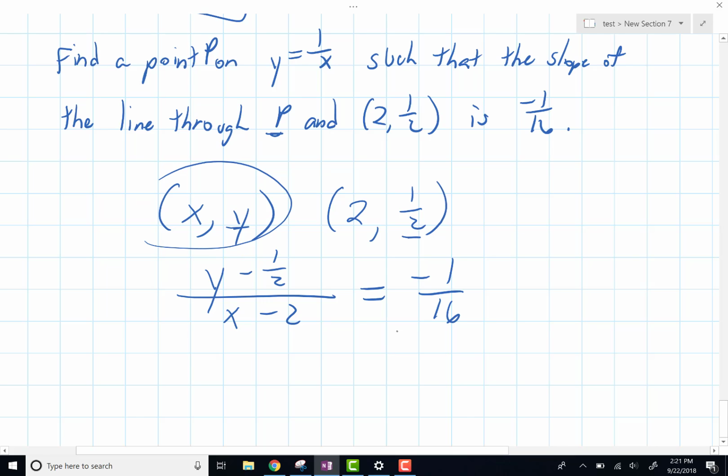So there's my equation, but it's a little ugly because I have two variables in it. And I can't solve with two variables. Hopefully they gave me another equation, so I have two equations with two unknowns. And they did. Because my point is on this graph, I know that the y value equals 1 over x. So I'm going to substitute in 1 over x for the y. So basically that x, y was x comma y, which is 1 over x. And so now I just need to solve this.